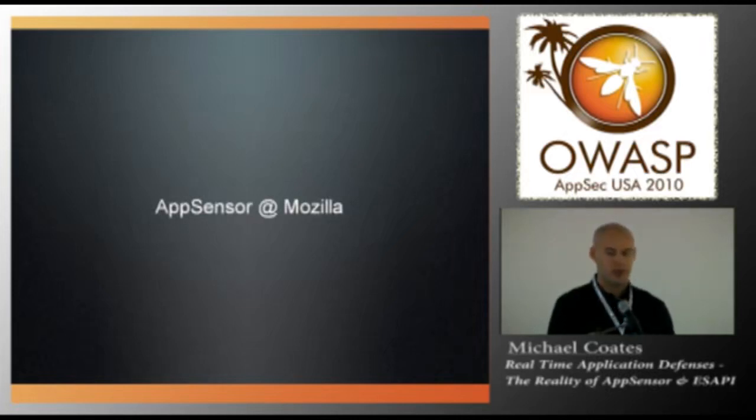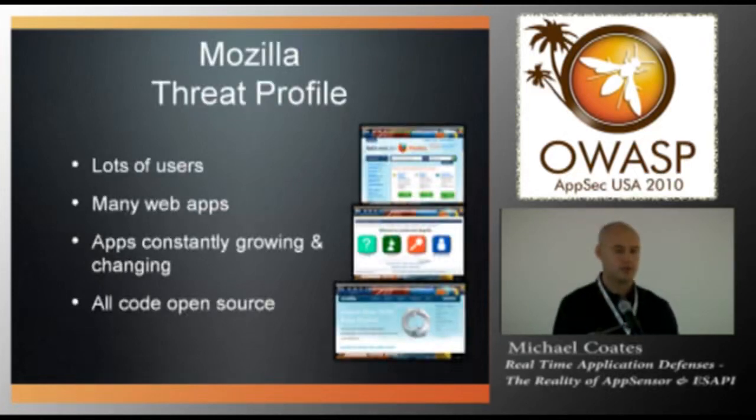So what I'd like to talk about now is how we're using these ideas at Mozilla. We're using the AppSensor way of thinking. We don't have too many Java apps, and we're not using the AppSensor jar. But what we are doing is taking these ideas and putting them into our applications for attack detection purposes.